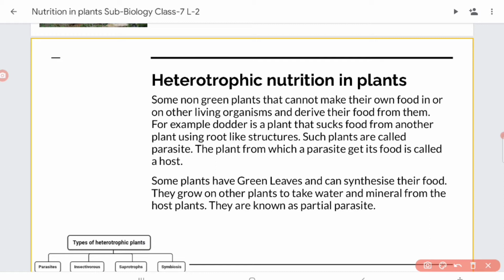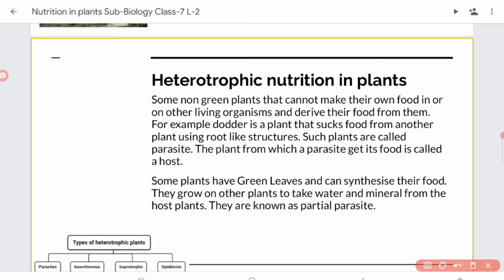Means, you must have heard of lice. Yes, lice are found in hair, right? So that louse is known as a parasite. Why? Because it lives on your head and derives its nutrition from your head. Yes, it sucks the food from your head. It is an organism but not a heterotrophic nutrition plant.